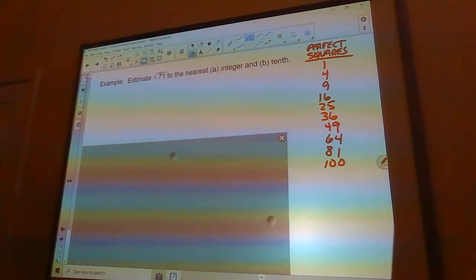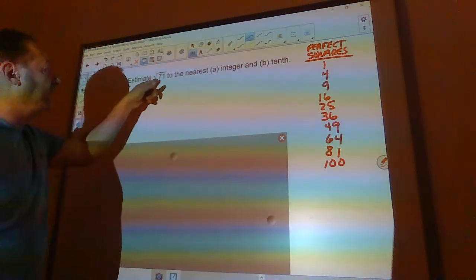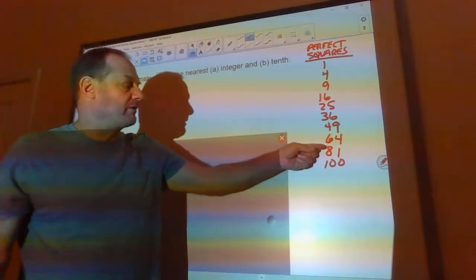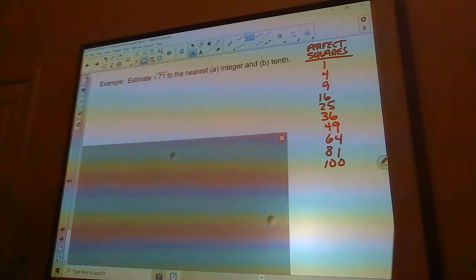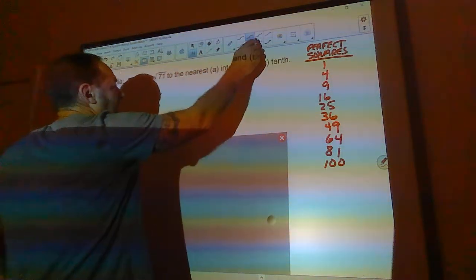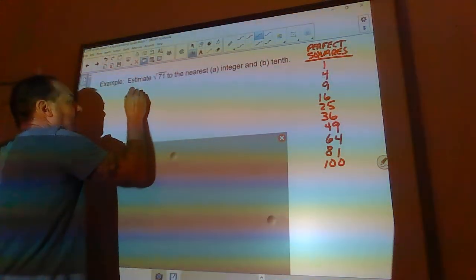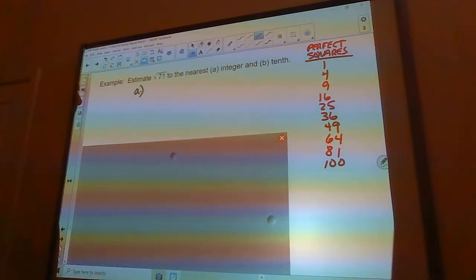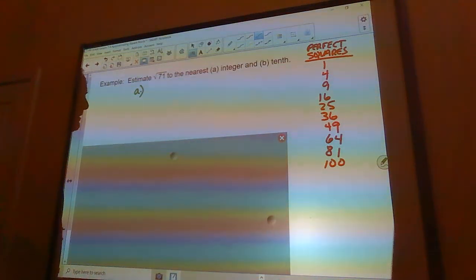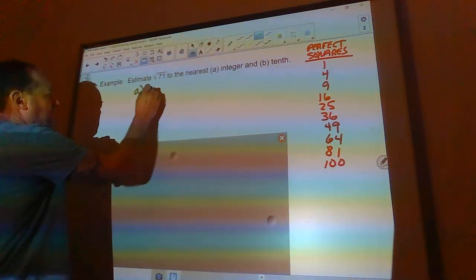So you can look at this and go, okay, well, the square root of 71 is going to be between the square root of 64 and the square root of 81. So it's going to be a little bit more than 8 and a little bit less than 9. You've got to kind of guess where it's going to be. To the nearest integer, it's going to be a little bit closer to 8 than it is to 7, so I would say that this would be 8.